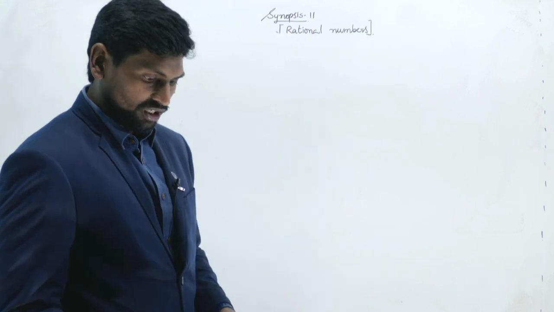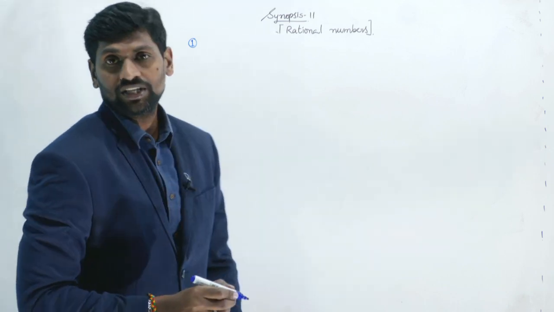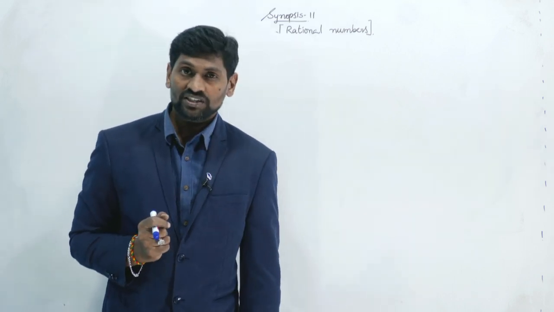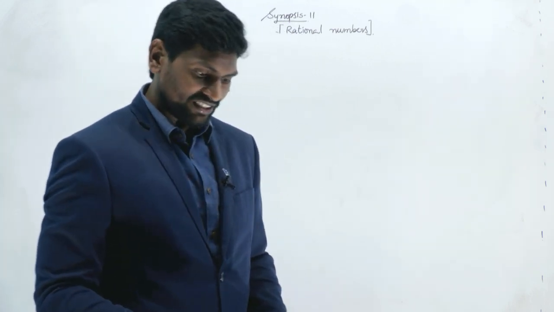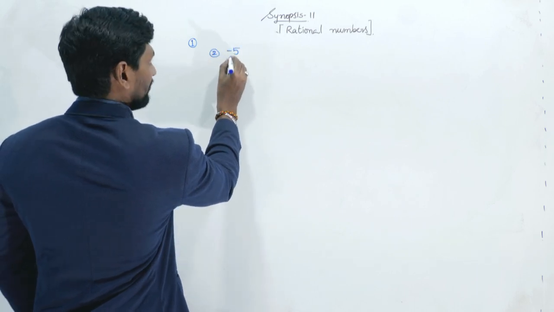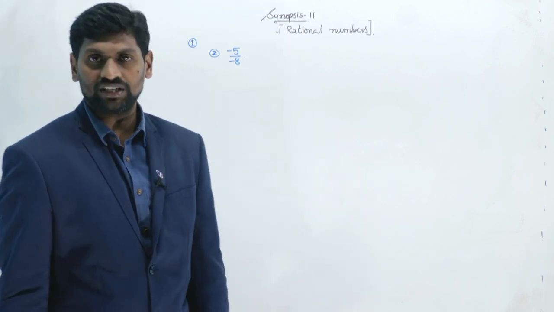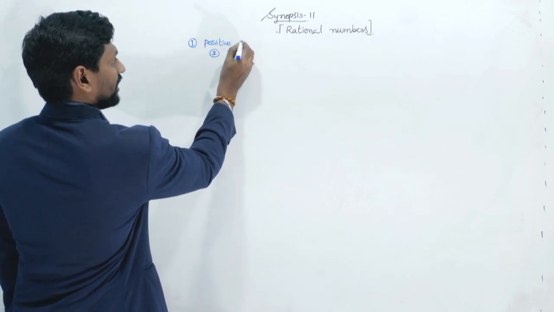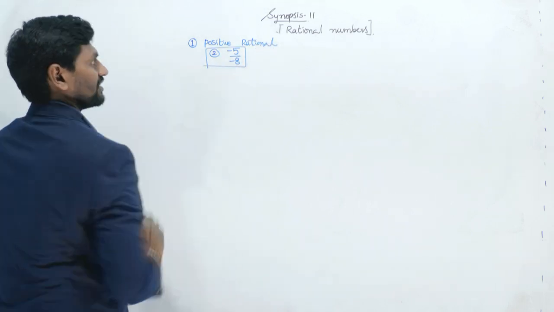First question: which of the following is a rational number is positive? That means we need to identify the positive rational number. What is a positive rational number according to the definition? Both numerator and denominator having the same sign. Now check the options which are having the same sign. Yes, the second option, that is minus 5 by minus 8. Both are having the same sign. So it is a positive rational number. We need to find the positive rational from the given options. So this is our required answer.